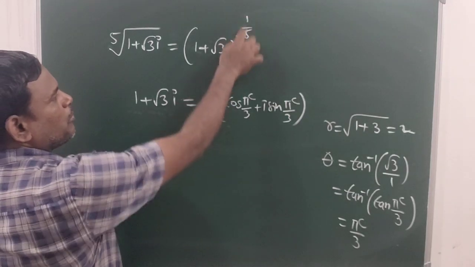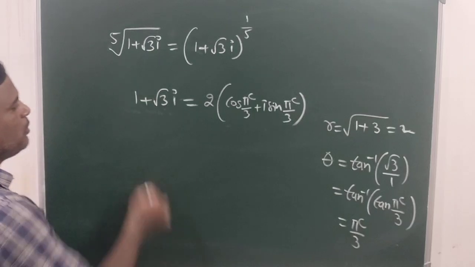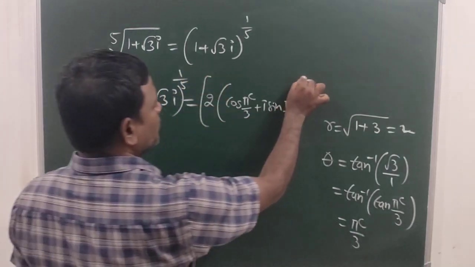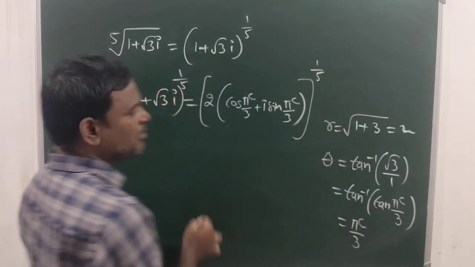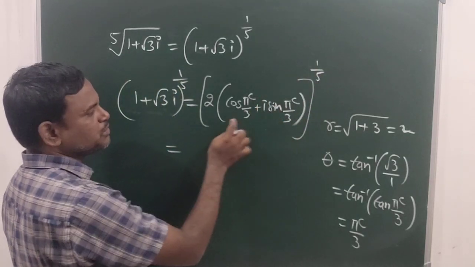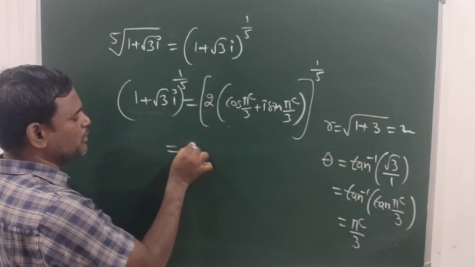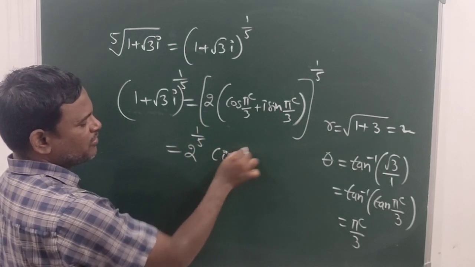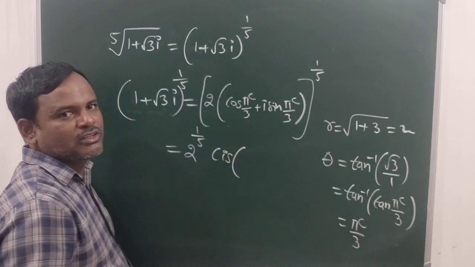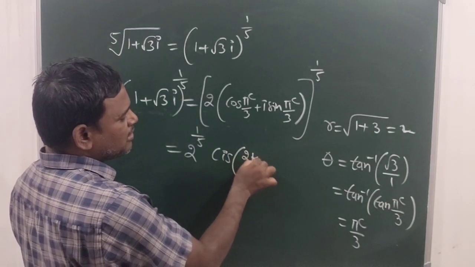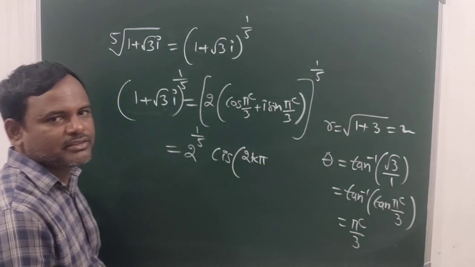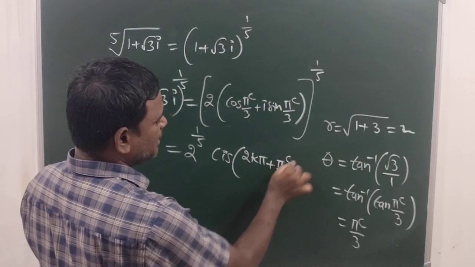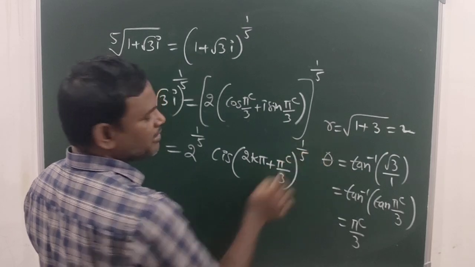For this, what you have to apply? Fifth root. So what do you do? Whole power 1 by 5 you have to take. Now apply this exponent to this as well as this, so that you will get 2 power 1 by 5 inside cis of. Yeah, this is the principal domain. So I would like to add general argument 2k pi plus pi radians by 3 whole power 1 by 5.